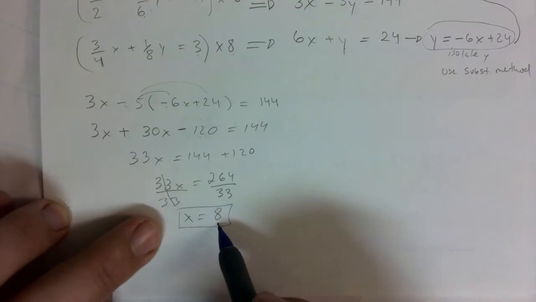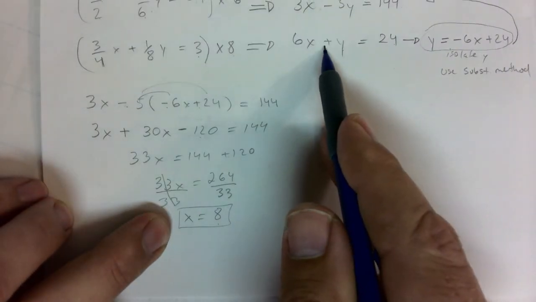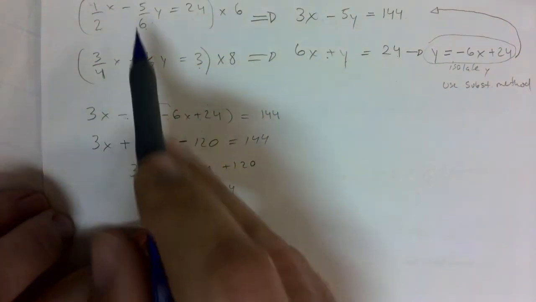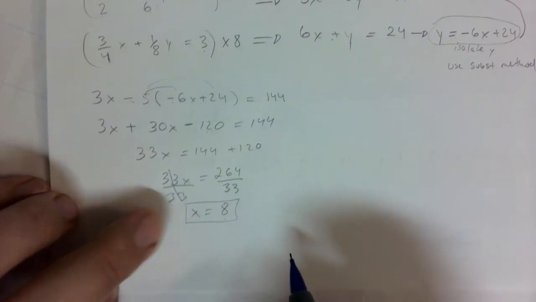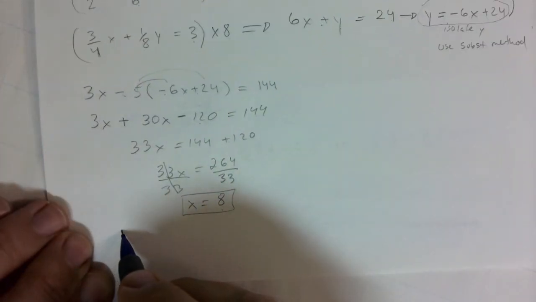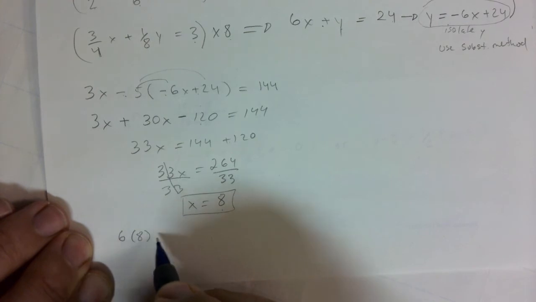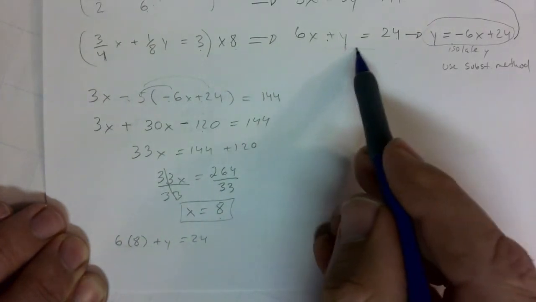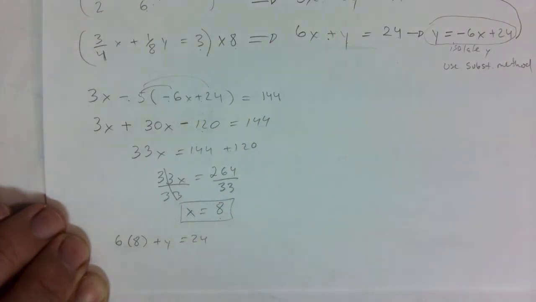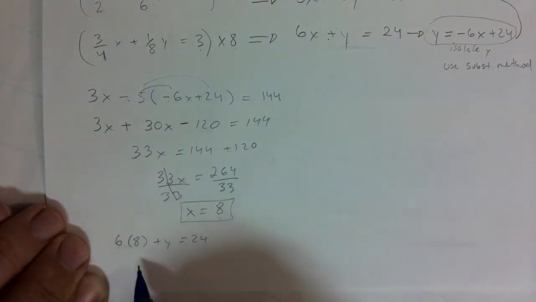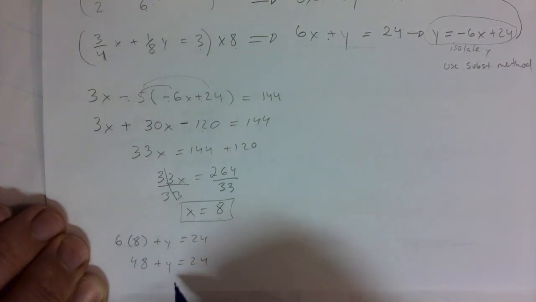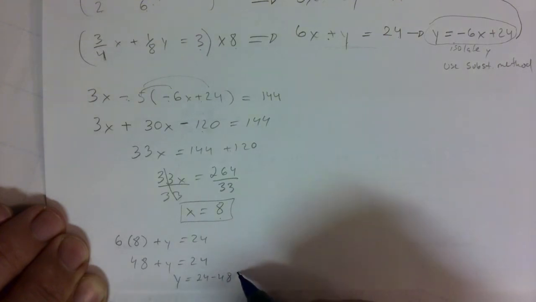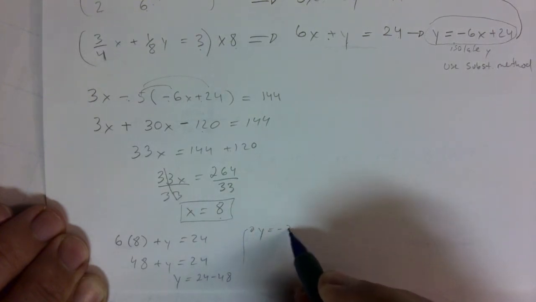Keep going. You can plug 8 into either one of the ones you have there, or into the original if you'd like. So I'm going to do 6 times 8 plus y is equal to 24. I'm using this one right here because it doesn't matter. Once you have x, you can plug it into either one of them. So that's 48 plus y is equal to 24. Y is equal to 24 minus 48. And so y is equal to negative 24.